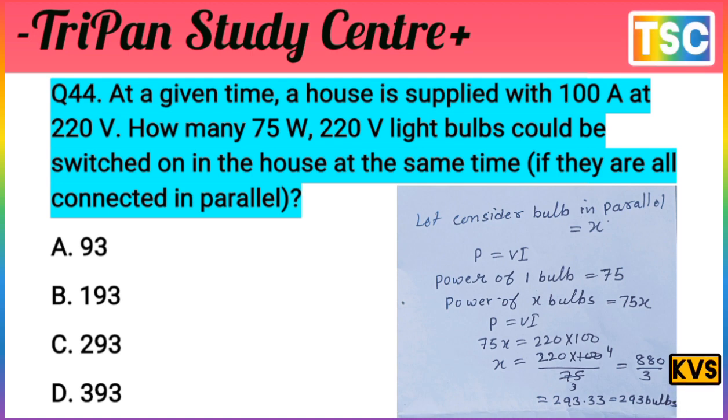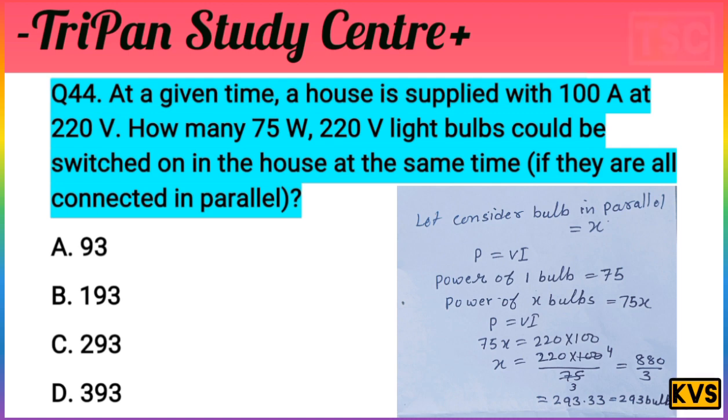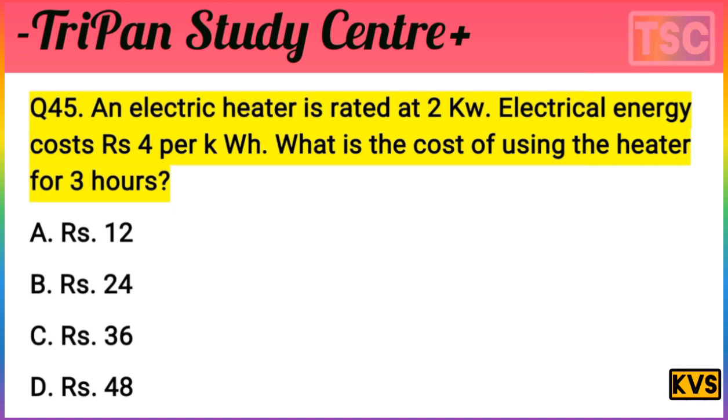Dividing, the answer comes to 293.33, approximately 293 bulbs. So the right answer is 293, and option C is correct for this question. Let's see the next question on your screen.